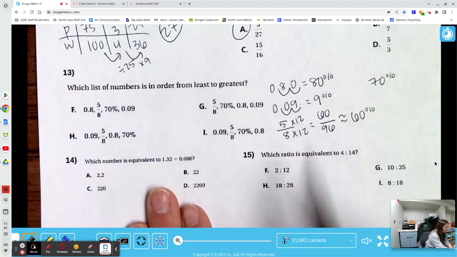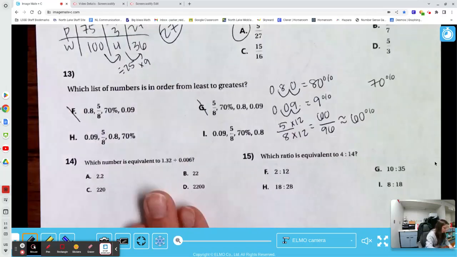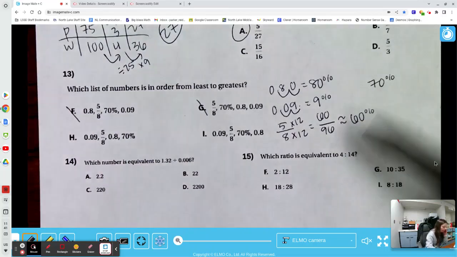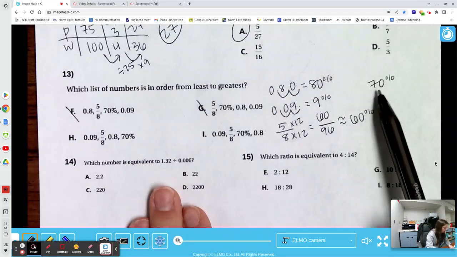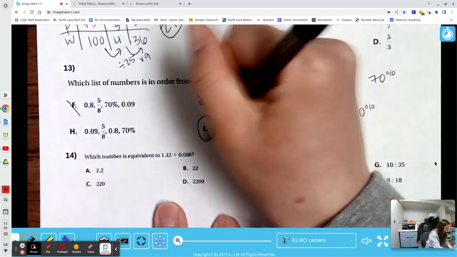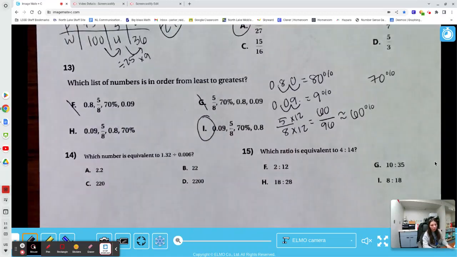9% should definitely be the least, so it has to be H or I. Next, we would have about 60%, so 5/8. Then it should be 70%, so that means option I is correct, because then 0.8, 80% needs to be the greatest.